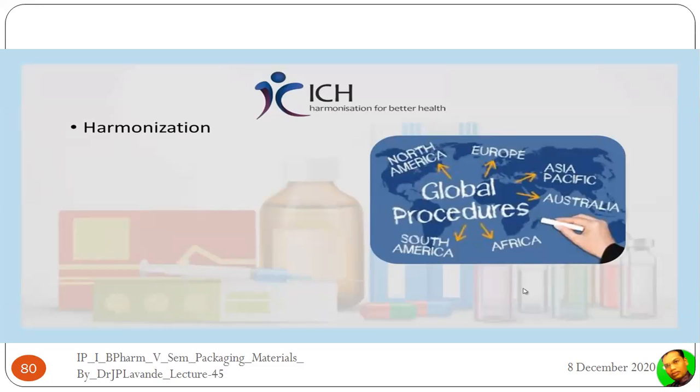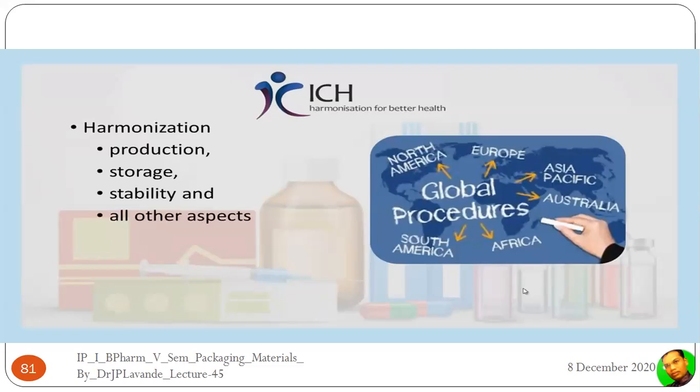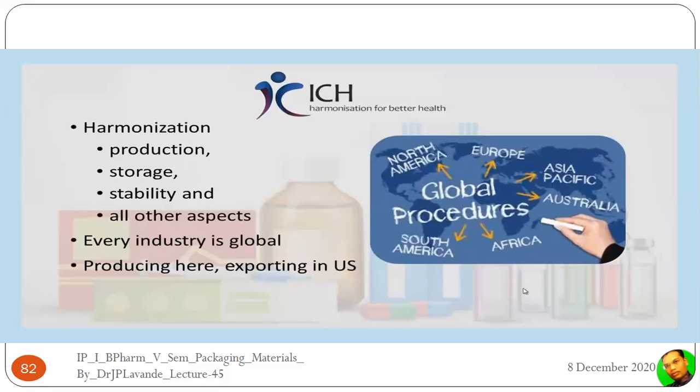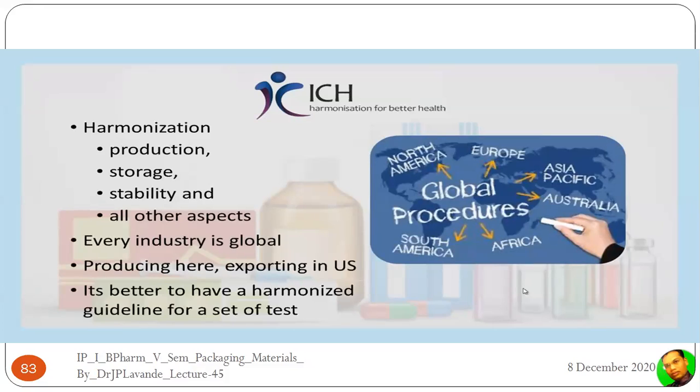And what is their purpose? Their purpose is to have harmonized policies and harmonized global procedures related to production, storage, stability, and all other aspects. Every industry is global, producing here and exporting into the US. Let's say, for example, a product produced in India is going to be distributed throughout the world.